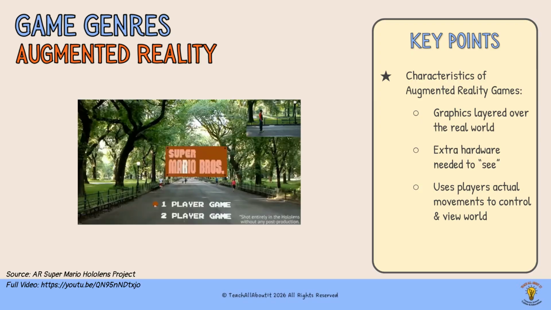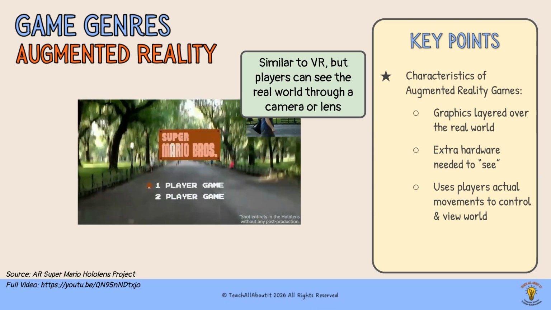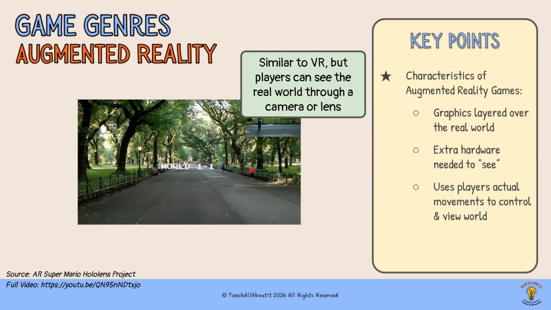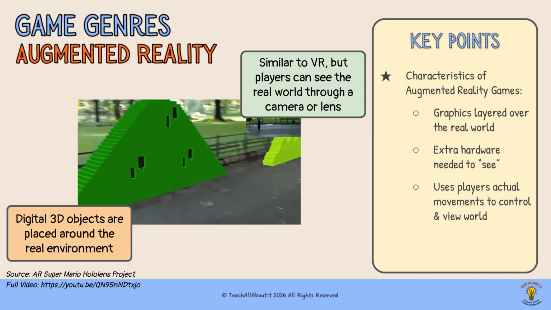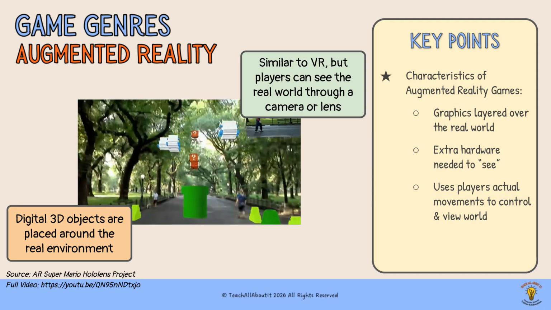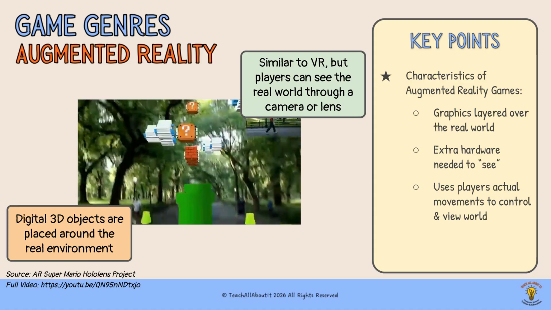And finally, we have augmented reality. Now, augmented reality is very similar to virtual reality, but the difference is that our augmented reality is seeing extra objects placed around the real world. Now, this person is wearing a headset which actually has a camera built in, so they can see the world in front of them, but they are now placing themselves in a 3D Mario environment.